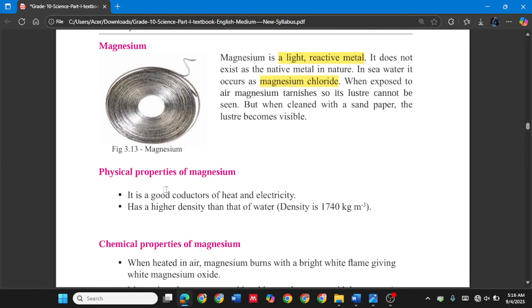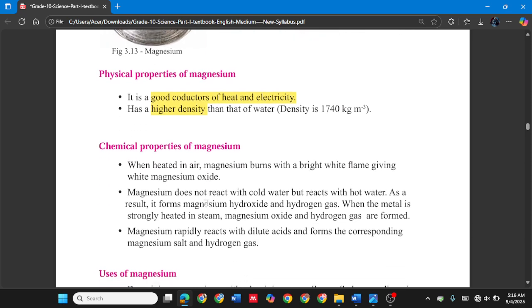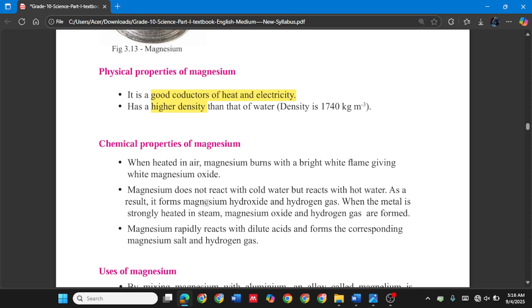Physical properties: it is a good conductor of heat and electricity. Higher density, okay, here we come to magnesium. It has a higher density than that of water. In the previous case, sodium had a lower density than water, so it floats. But here magnesium has a higher density than that of water.